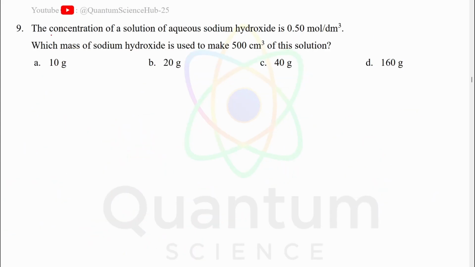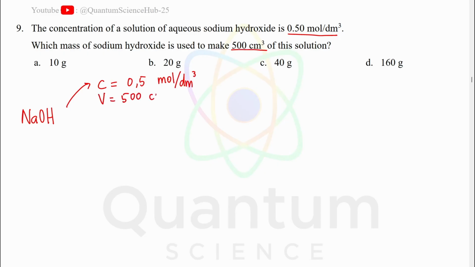Question 9. The concentration of a solution of aqueous sodium hydroxide is 0.5 mole per dm cube. Which mass of sodium hydroxide is used to make 500 cm cube of this solution? Okay, so we have NaOH and we know 0.5 mole per dm cube. So this is the concentration, right? And we also know the volume. So the volume here is 500 cm cube. So we change it into dm cube. You divide it by 1000, so equals to 0.5 dm cube.